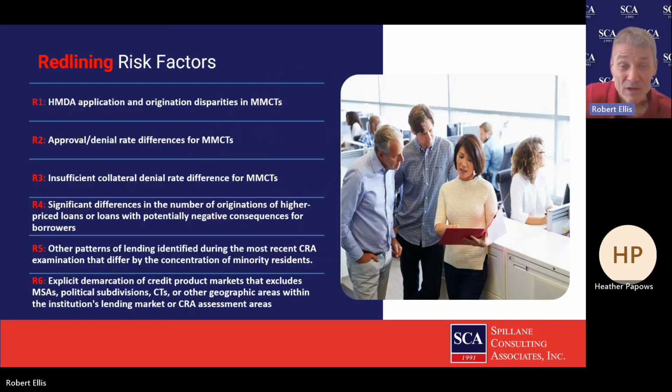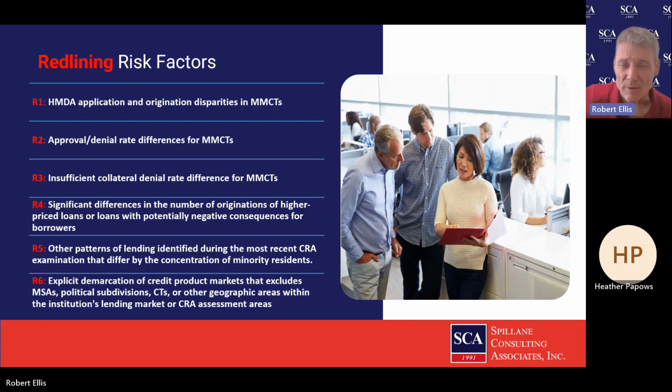Now let's specifically look at redlining risk factors from the exam procedures and discuss each one a little bit and clarify the importance of what each one means. So first off is R1, HMDA application origination disparities in majority-minority census tracts. What this basically means is that examiners will take your data and look at your REMA and determine, are you receiving applications from MMCTs, majority-minority census tracts, and are you originating loans in these areas?